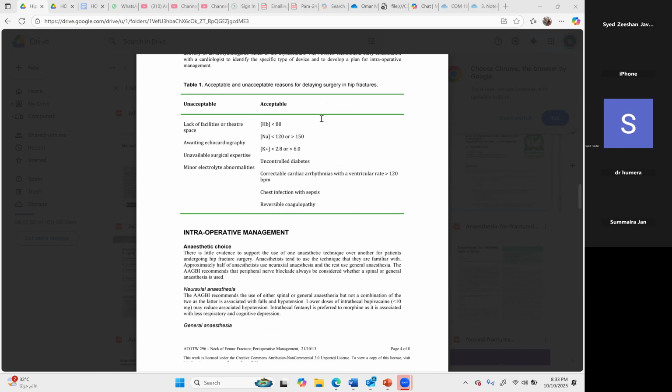An unacceptable reason for delay is lack of facility or theater space, or awaiting an echo. Because in such patients, a number of times, you are not able to assess the physical activity, but you cannot delay surgery only to do an echo. Unavailable surgical expertise or a minor electrolyte imbalance are also not valid reasons. So this is actually from AAGBI, so you should be knowing it.